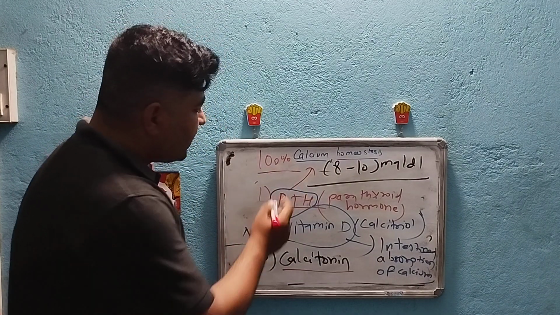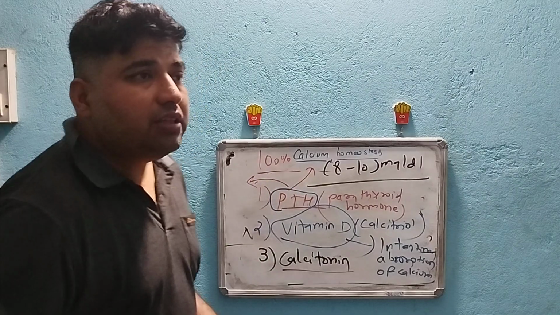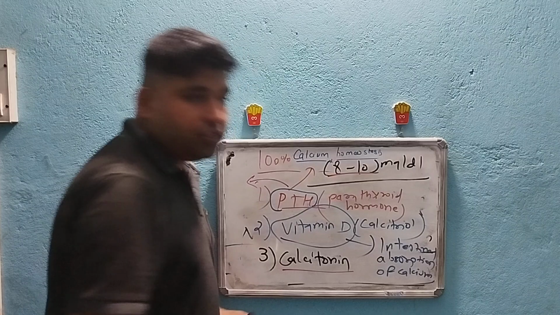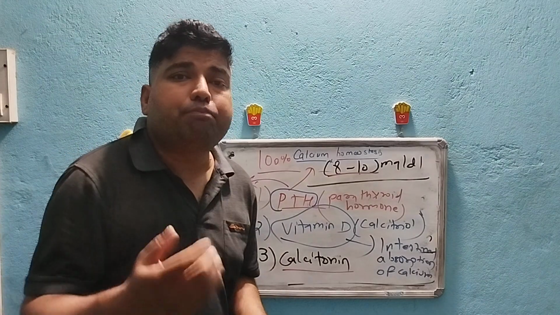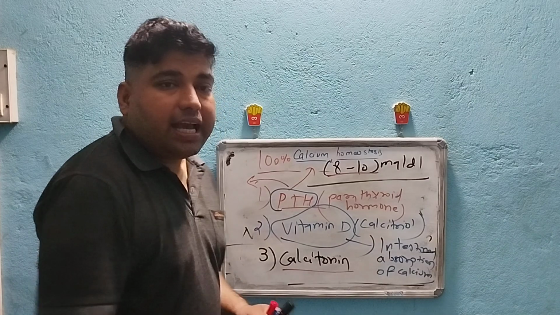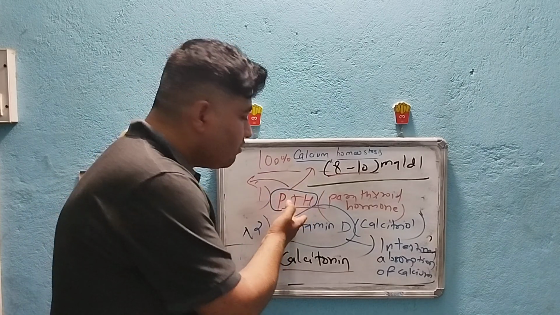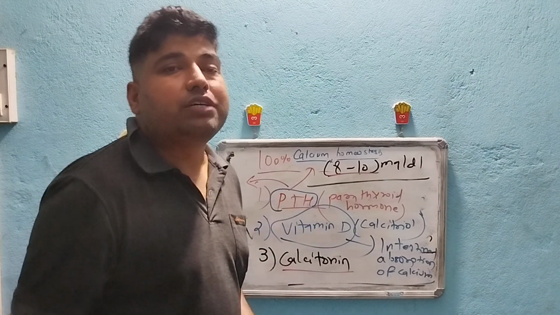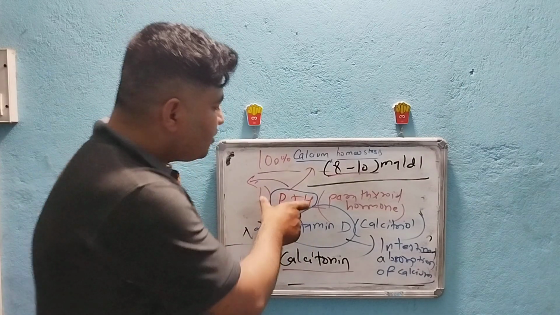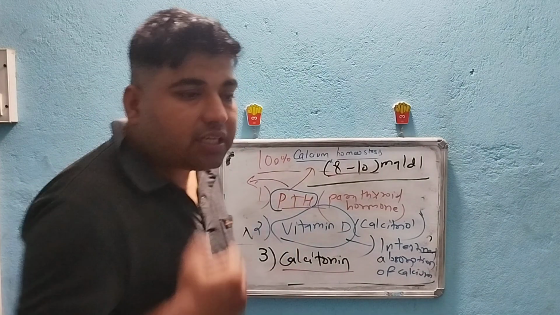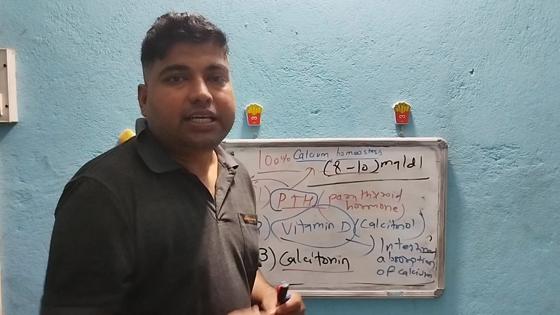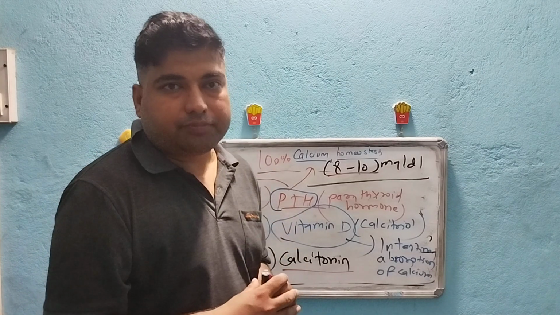The parathyroid hormones are released when the calcium level falls below the normal range. That means during hypocalcemia, the parathyroid hormones are released, and they tend to increase the level of calcium in the blood. The target organs for calcium homeostasis are the bone, intestine, and the kidneys.